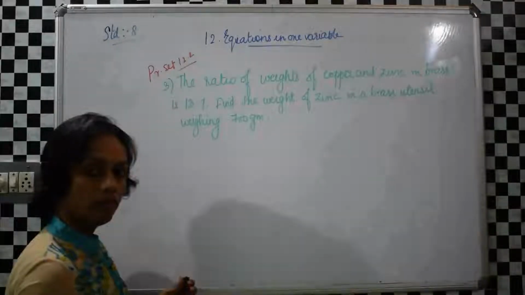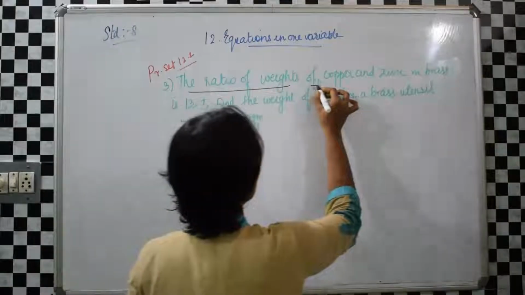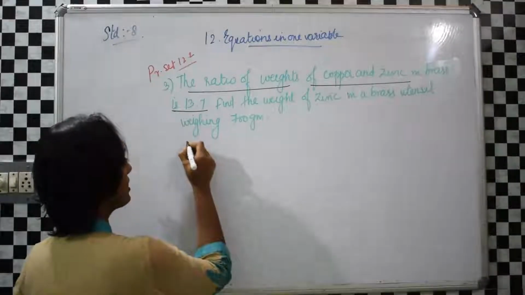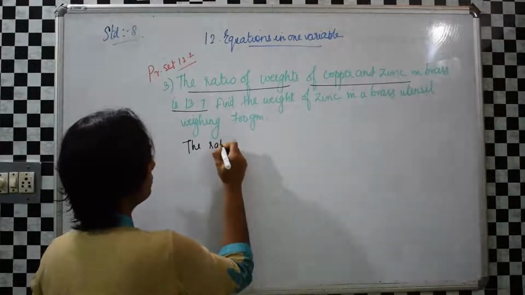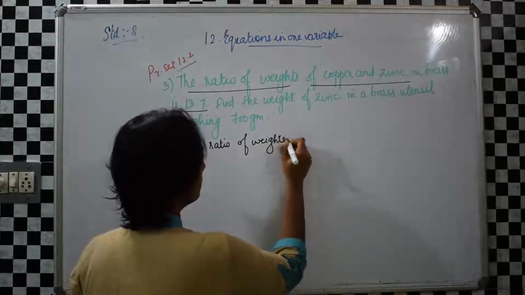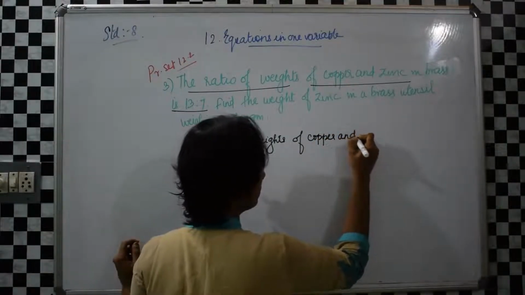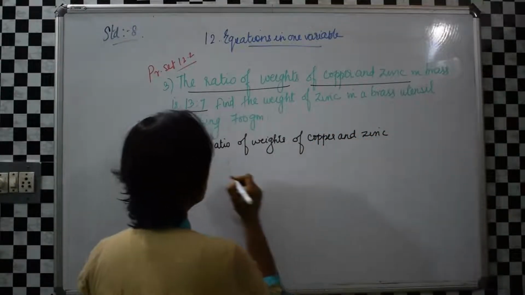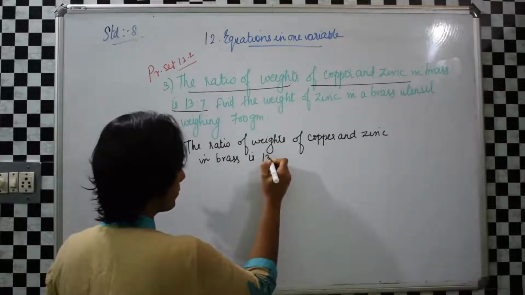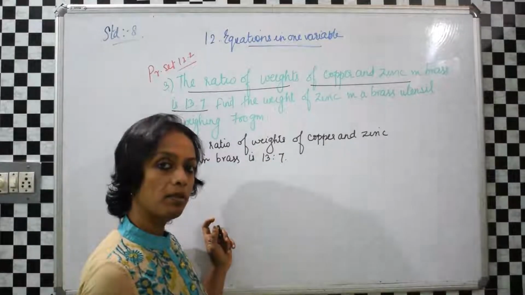Very simple sum. We'll write whatever information is given. So the ratio of weights of copper and zinc in brass is 13:7. So I'll write it as it is. Now what I'll do is, let the common multiple be x.